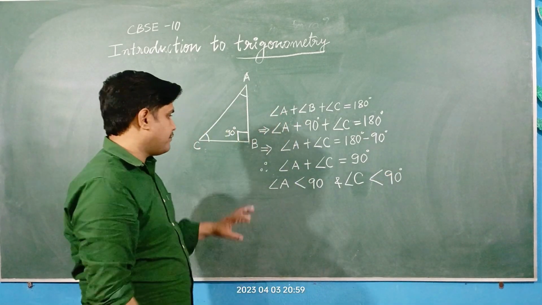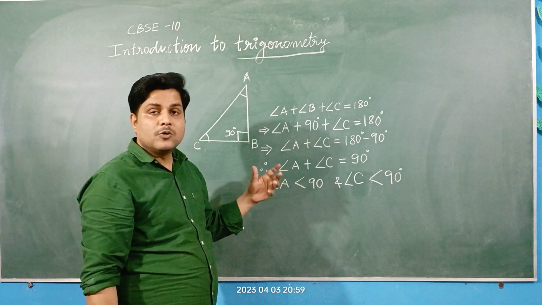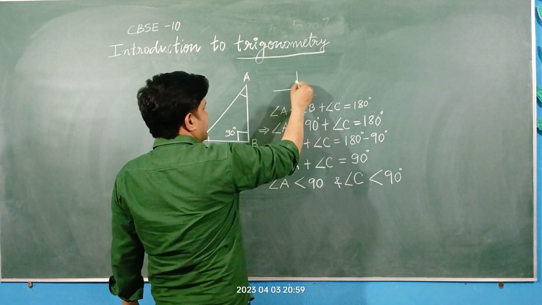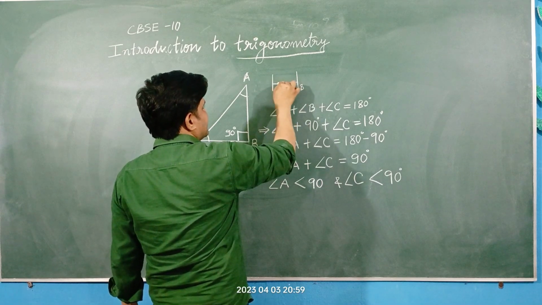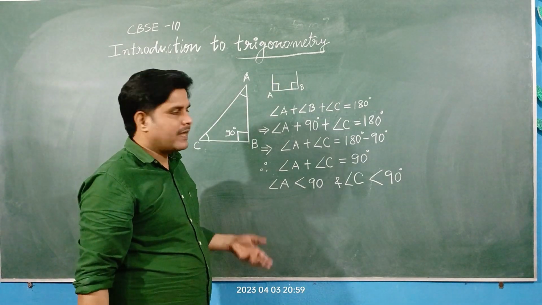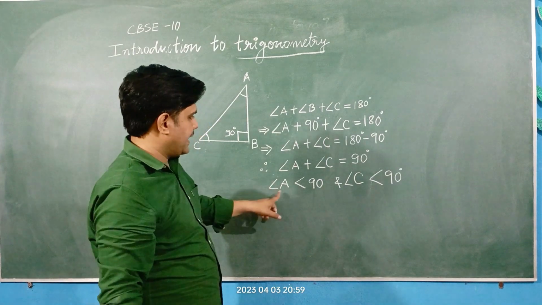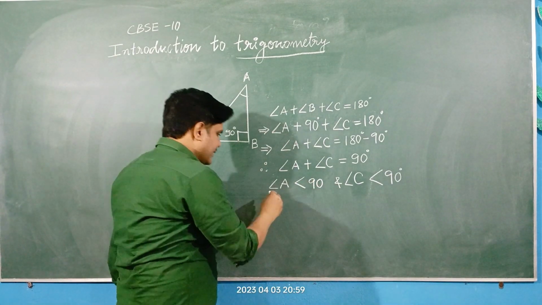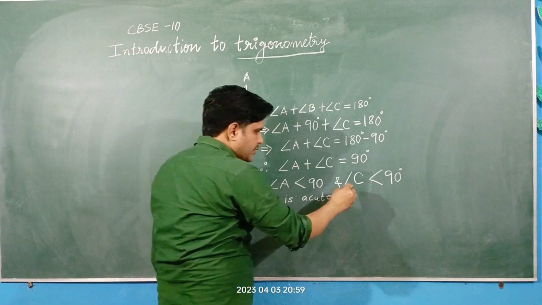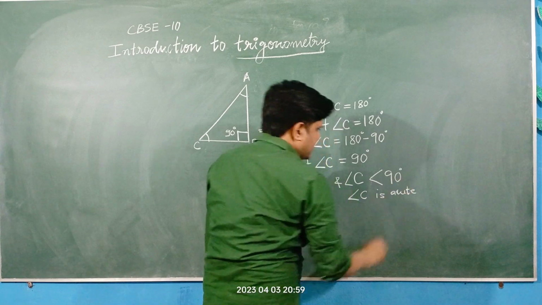Now, you may say that if C is 0, then what will happen? If C is 0, then A becomes 90 degrees and there is no possibility of a triangle there. Because if we draw, let's have a practical understanding of this. If B measures 90 and if A also measures 90, do you see a triangle possible here? Absolutely not, because these two lines will become parallel and they will never meet. And hence you will not get a triangle. So in order to have a triangle, both angles A and C have to be less than 90 degrees. So we can say that angle A is acute, also angle C is acute. These are two acute angles in the triangle.